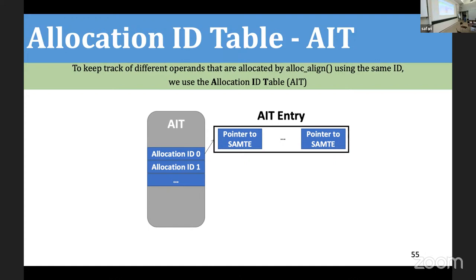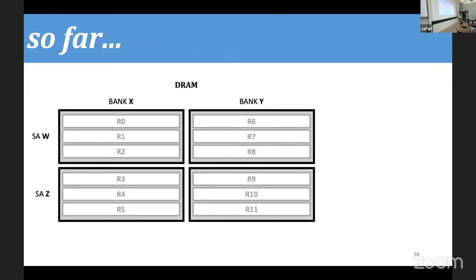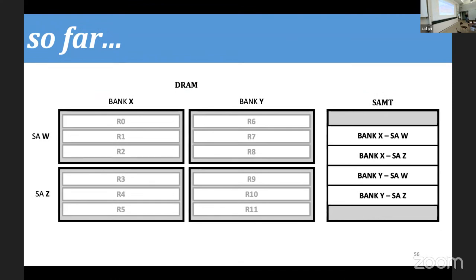But don't worry if you didn't understand, I'm going to show you how it's working, so maybe it's better. So basically here we have a DRAM, we have two banks, two subarrays, and these are the entries of a SUM table. So each subarray for each bank, as you can see here.